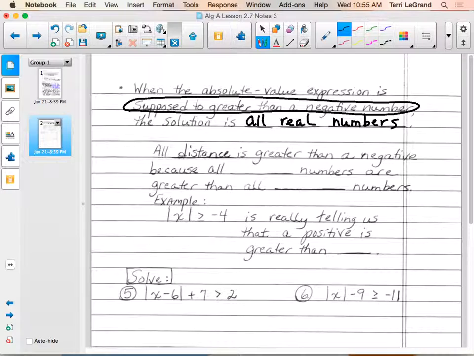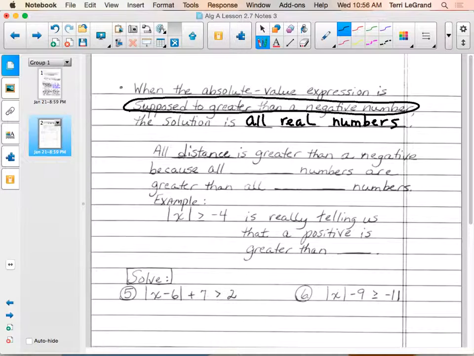What's true about distance again? Distance can be what? It's positive. Can it be 0? Can there be 0 distance? Yes. Stand still, don't go anywhere, that's 0 distance. So the distance can be 0. Distance can be positive. It just can't be negative. So if it has to be greater than a negative number, is 0 greater than any negative number on the number line? Yes. Are all the positive numbers greater than any negative number on the number line? Yes. So basically, if distance just has to be greater than a negative number, there are all those possibilities.